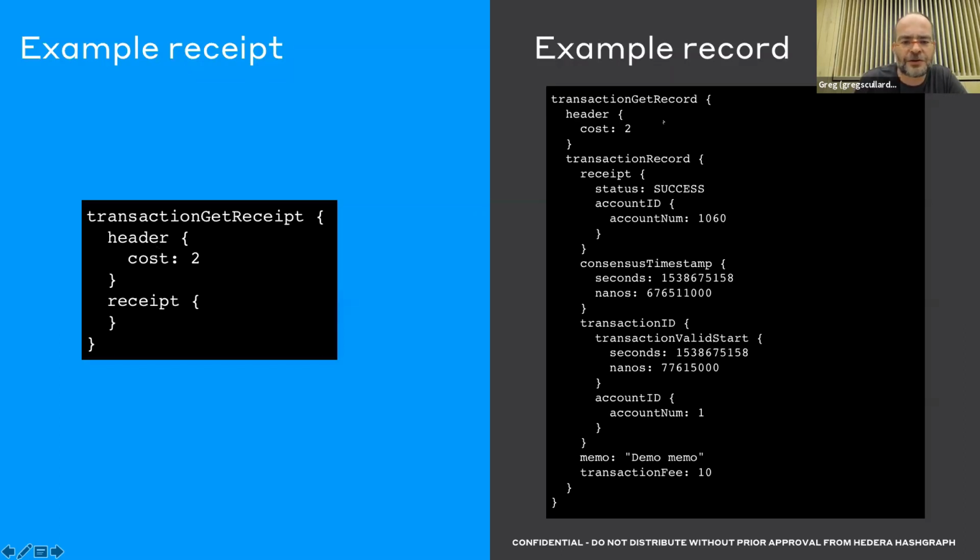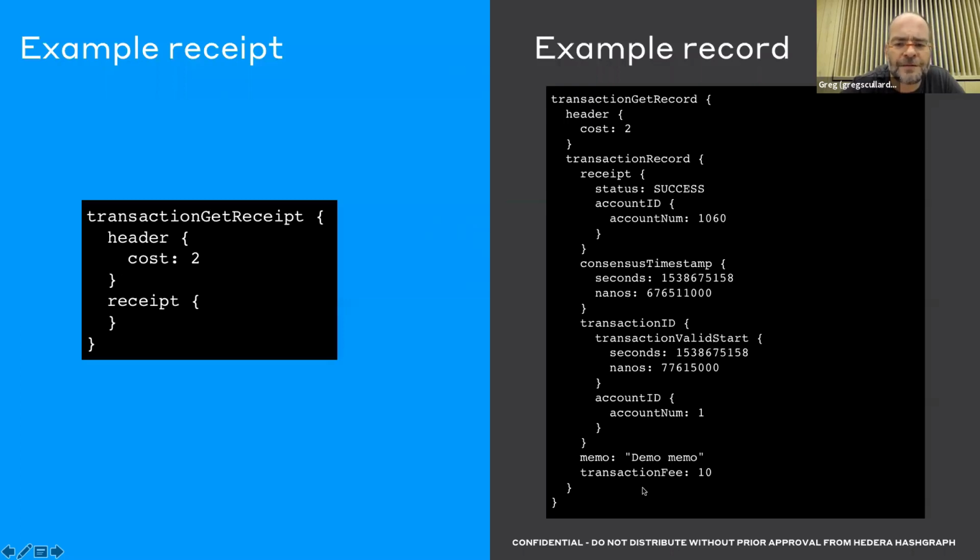A record, as I mentioned earlier, has, there you go, here's a more complete receipt. Status success and the account ID in this case that was created for a crypto create. So I'm not sure why it's not there on the left hand side. The receipt part of the transaction record should, I think, be on the left hand side. The consensus timestamp, so when was consensus achieved on that particular transaction, the transaction ID, and the transaction fee that was paid.